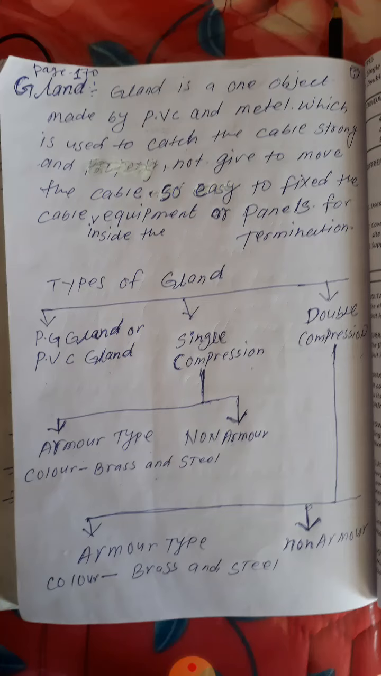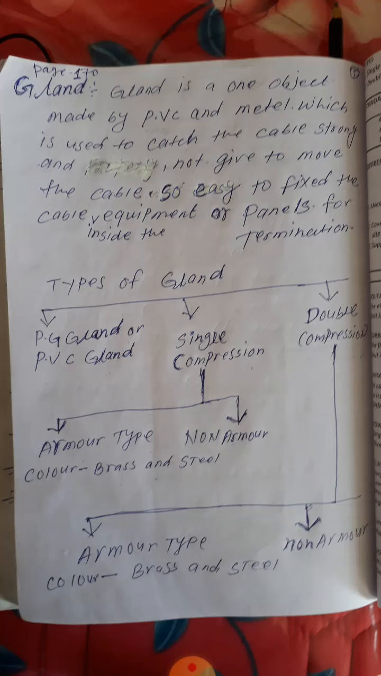And the types of gland. How many types of gland are there? Glands are especially three types: PVC gland, also called PG gland, single compressor gland, and double compressor gland. The single compressor gland also has two parts: armor type gland and non-armor type gland.